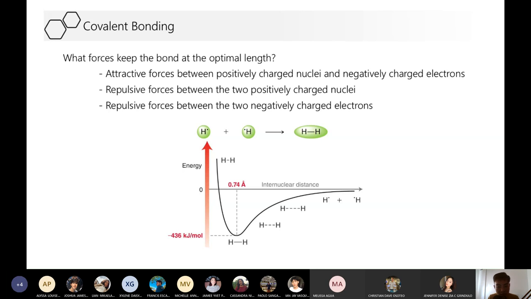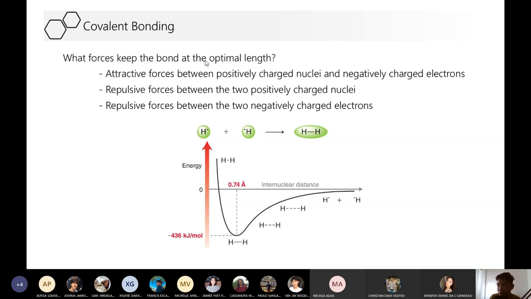Yung nuclei natin ay positively charged, di ba? So pag nagdikit masyado yung nuclei, magre-repel sila. Kumbaga, in covalent bonding, there should be just an optimum distance for the two nuclei to balance out the forces, no? And that keeps the molecule stable, no?